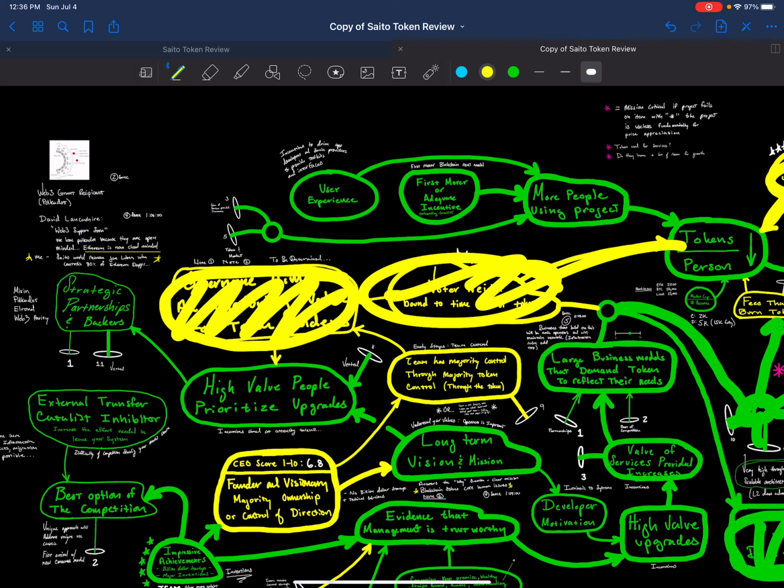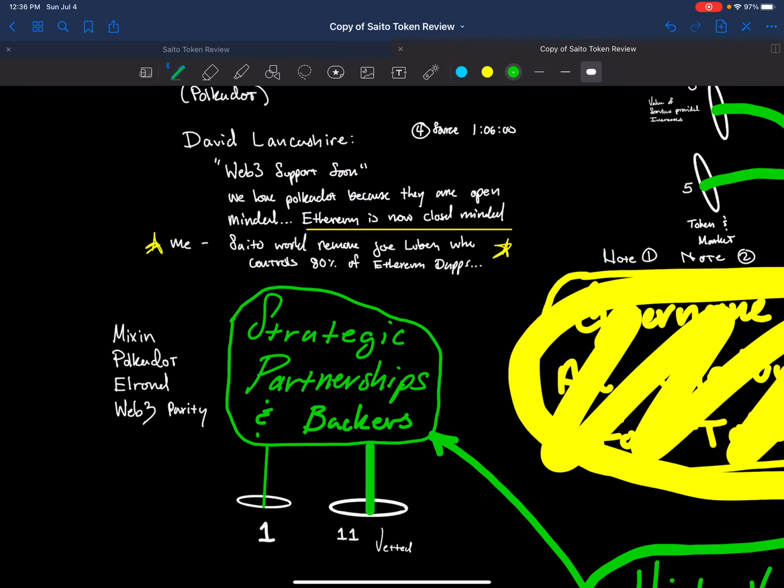All right, so that being said, let's go into strategic partnerships. So David Lancashire is one of the founders.